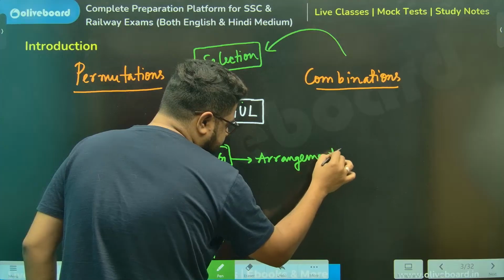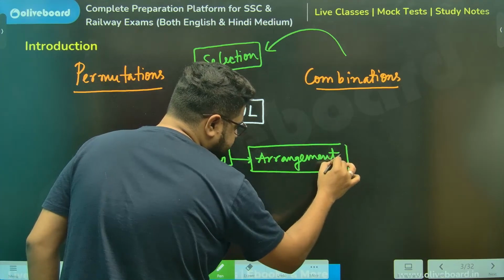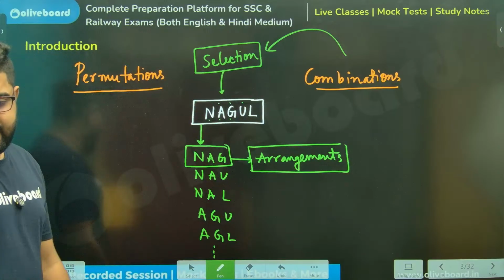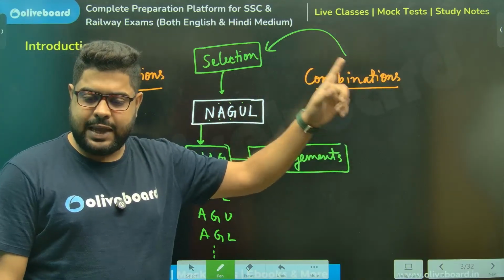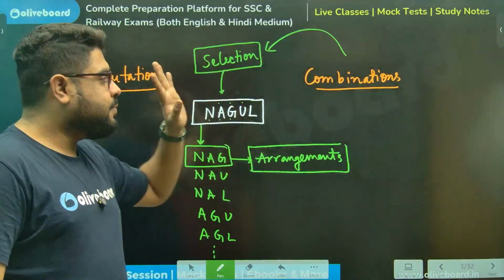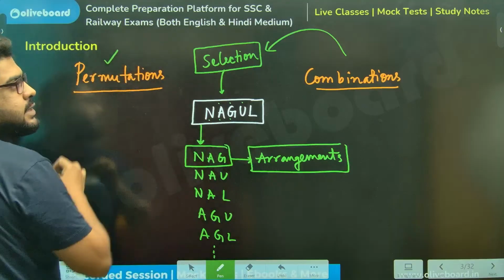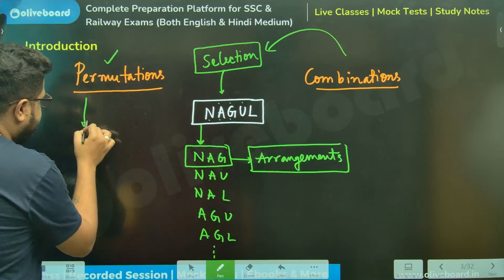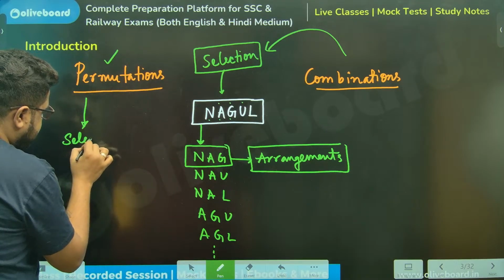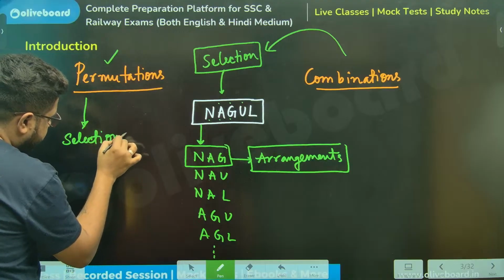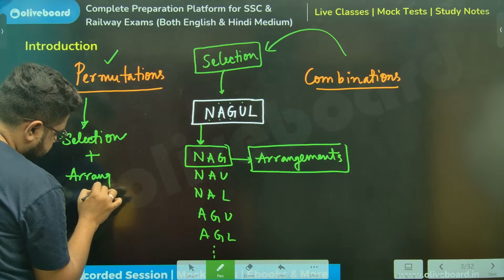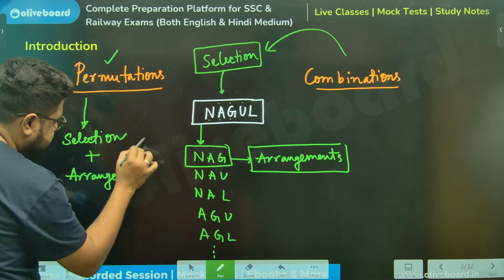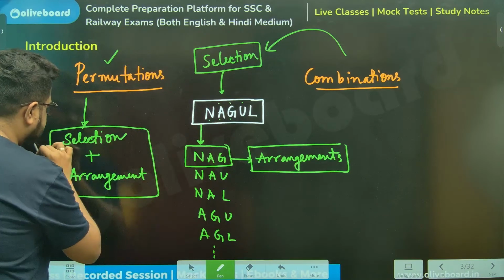So I can make my own arrangements as well, sir. So I'll select first, then I will arrange. If that thing is going on, that is called your permutation. So permutation stands for what? Selection plus arrangement, sir. Everybody, is it clear?